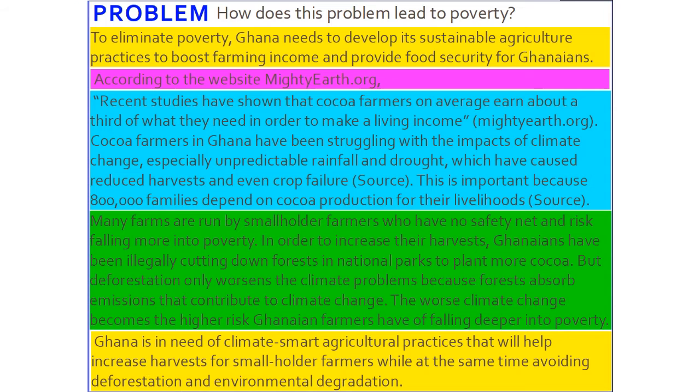This is my clincher sentence, so I'm repeating my topic sentence again in a new way. So Ghana is in need of climate-smart agricultural practices that will help increase harvests for smallholder farmers while at the same time avoiding deforestation and environmental degradation. So this is what my problem, how does this problem lead to poverty, explanation looks like.